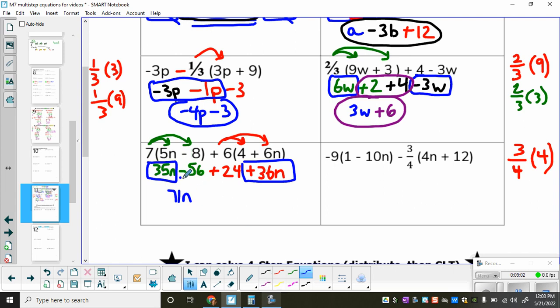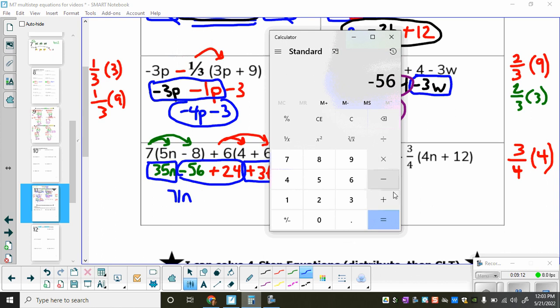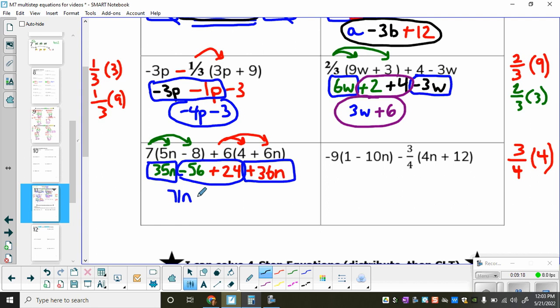And now again, if you want to use the calculator for this part, the -56 plus 24, that's totally fine. You got 56 and just make it negative. And now we're going to do plus 24. So -56 plus 24, and that's -32. And since it's -32, I'm going to put -32 in my answer. And we're done. 71n minus 32.